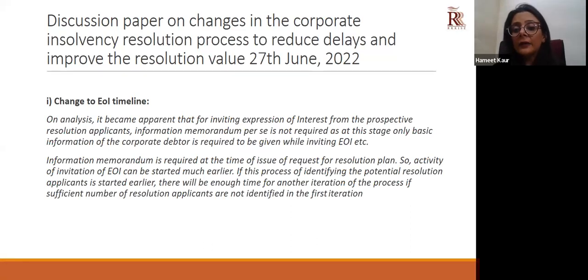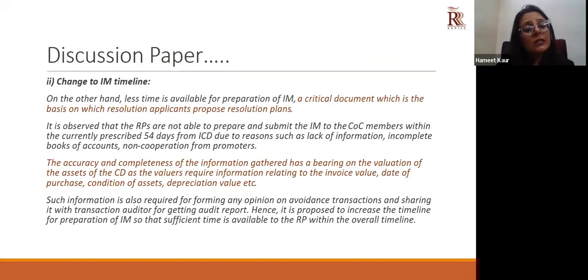If this process of identifying the potential resolution applicants is started earlier, there will be enough time for another iteration of the process if a sufficient number of resolution applicants are not identified in the first iteration. So the timeline of submission of EOIs was reduced from 75 days to 60 days, and the timeline to prepare and share the IM was increased from 54 days to 105 days. Change in the IM timeline.